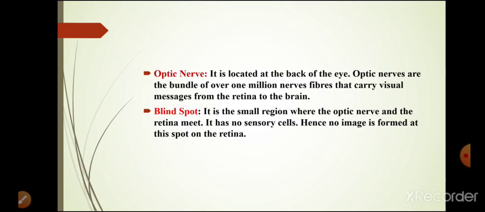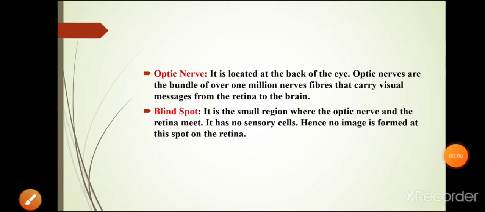Now after that, there is the blind spot. What is the blind spot? It is a small area at the junction of the optic nerve and the retina. It has no nerve endings, so no vision is possible at this place. Any image formed on this spot is not visible. That is the reason we call it the blind spot.